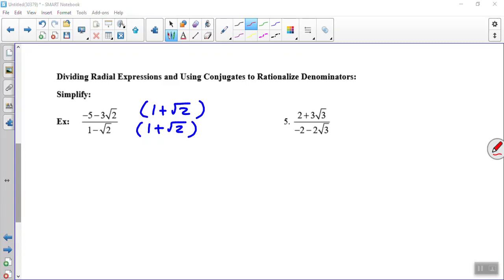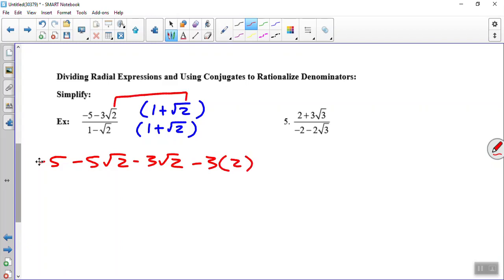All right, first on the top, so negative 5. Outer, negative 5 root 2. Inner, negative 3 root 2. Last, minus 3 times root 2 times root 2, which is just 2. All right, that's the top, and then I'll do the bottom.